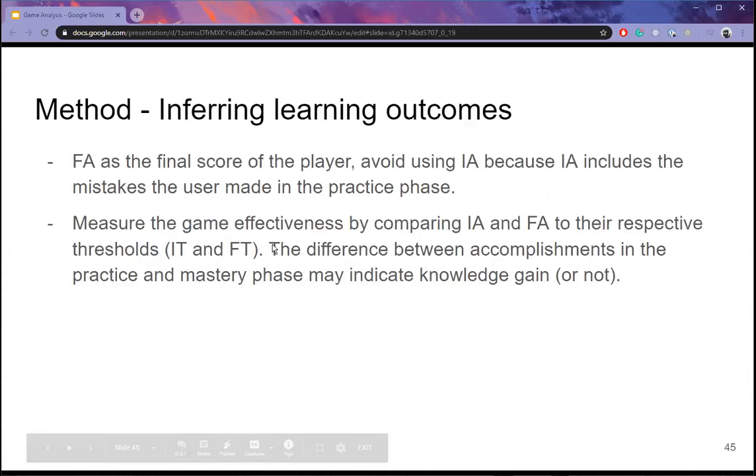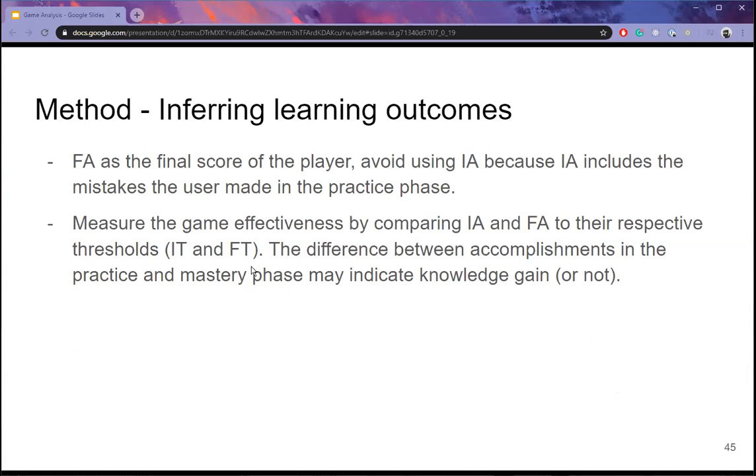And with inferring, now that we have the assessments from the game, we can go ahead and infer the learning outcomes. The final assessment is the final score of the player. We avoid using the initial assessment because it includes mistakes the user makes in the practice phase, where they're allowed to make them without any consequences. So it should not be used in the final assessment.